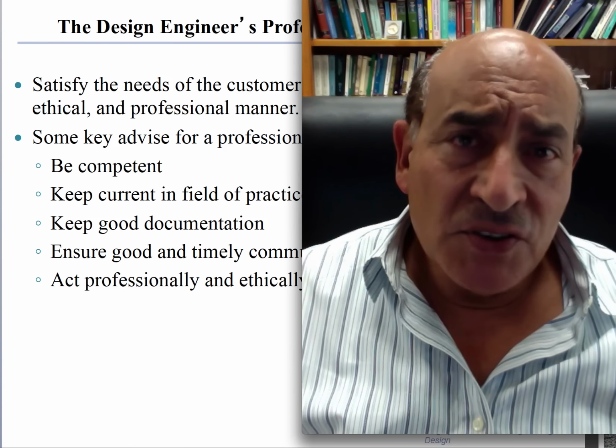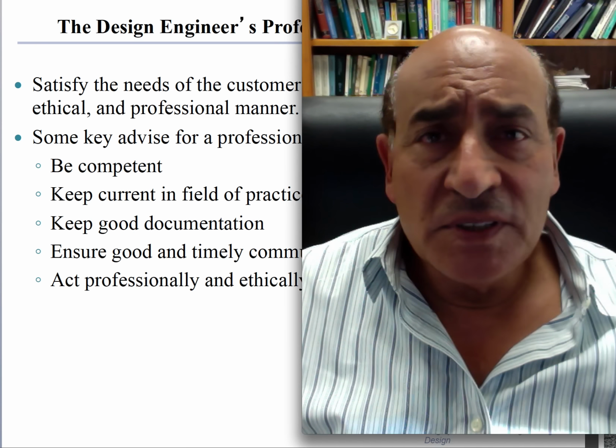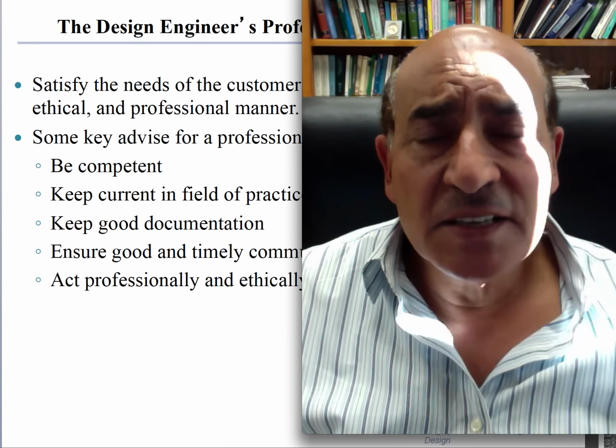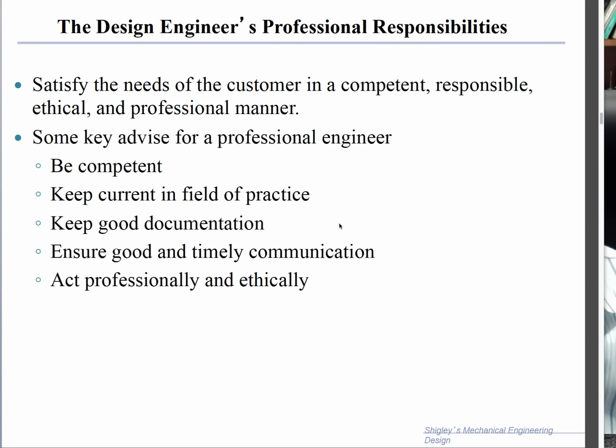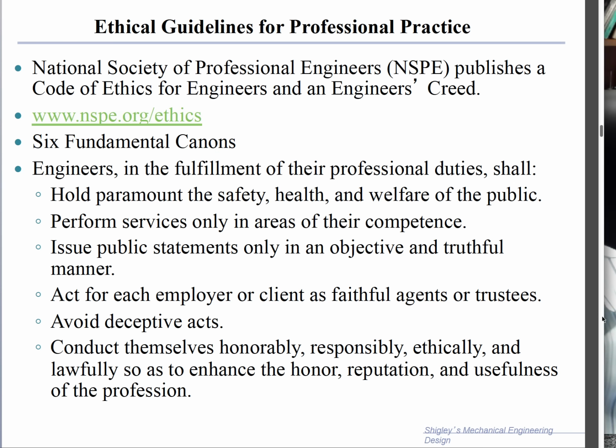And in doing so, we have a code of ethics that we will abide by, very similar to the code of ethics that other professionals follow, such as doctors, physicians, pharmacists, nurses, and so forth. Our code of ethics is articulated by the National Society of Professional Engineers, NSPE, and it has 6 fundamental canons: we should hold safety and health of the public paramount, and perform services in areas of our competence, not just go and do a design in electrical engineering while we only know mechanical engineering, for example.